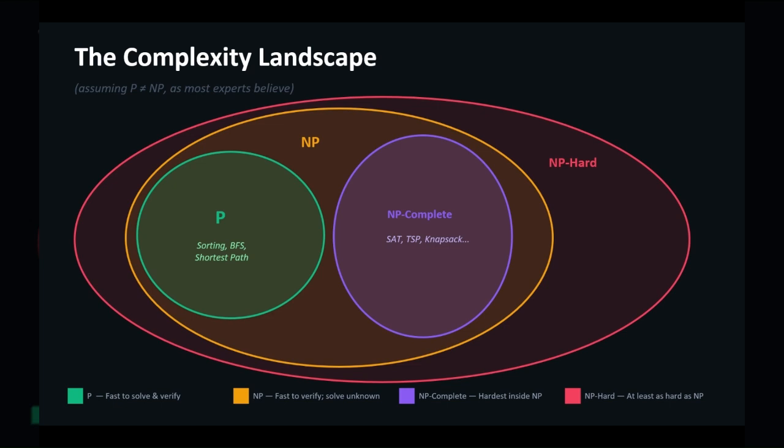Remember, this diagram assumes P is not equal to NP, as most experts believe. If P were equal to NP, P and NP would be in the same circle, and NP-complete would collapse into P. And cryptography, as we know it, would break.